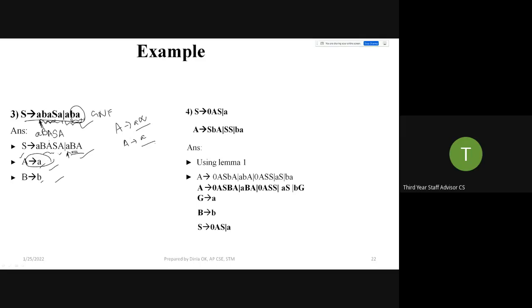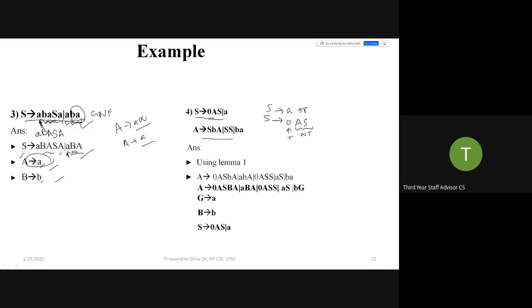Again, we have another example here. This is an example where we have the productions S implies 0AS or A, and A implies SBA, SS or BA. Here we can say that the production S implies 0AS is in Greibach normal form, because first we have a terminal and then two non-terminal symbols. Same way, S implies A is also Greibach, because it is a terminal symbol.